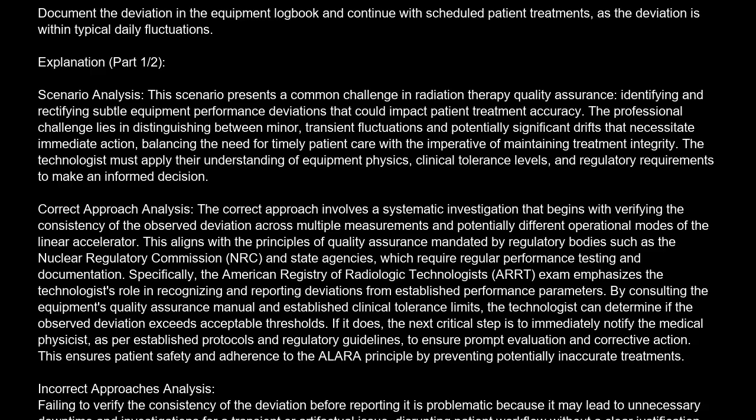Specifically, the American Registry of Radiologic Technologists, ARRT, exam emphasizes the technologist's role in recognizing and reporting deviations from established performance parameters. By consulting the equipment's quality assurance manual and established clinical tolerance limits, the technologist can determine if the observed deviation exceeds acceptable thresholds. If it does, the next critical step is to immediately notify the medical physicist, as per established protocols and regulatory guidelines, to ensure prompt evaluation and corrective action. This ensures patient safety and adherence to the ALARA principle by preventing potentially inaccurate treatments.